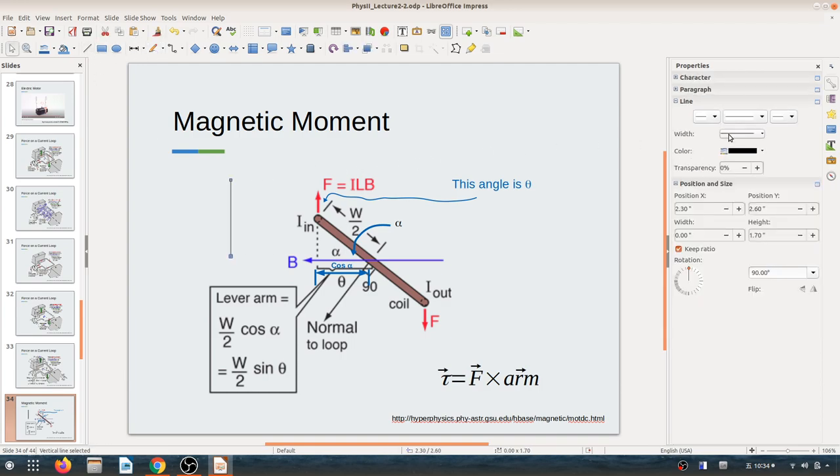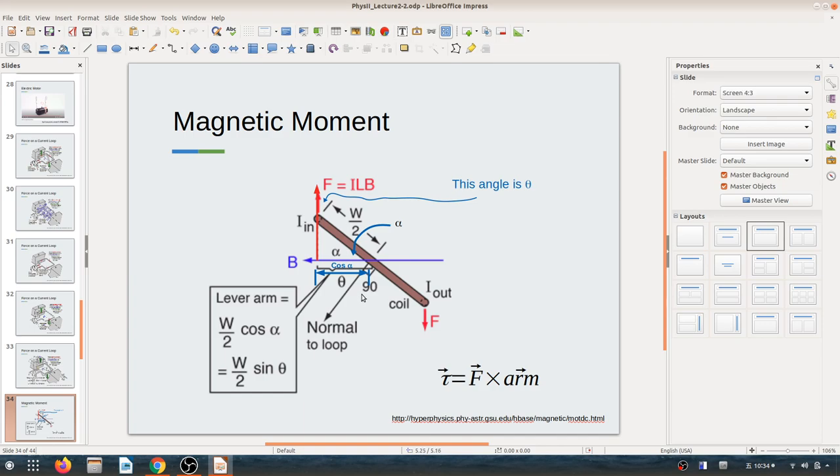Okay, this is the way that the author of the plot is thinking. So this is the force. Okay, so this is how his torque works. So we have ILB and W over 2 cosine alpha. So this is how its torque works.